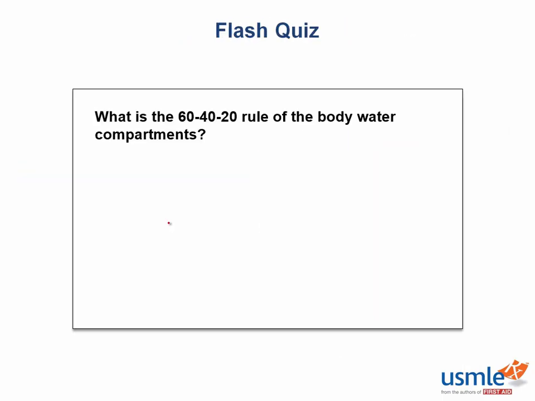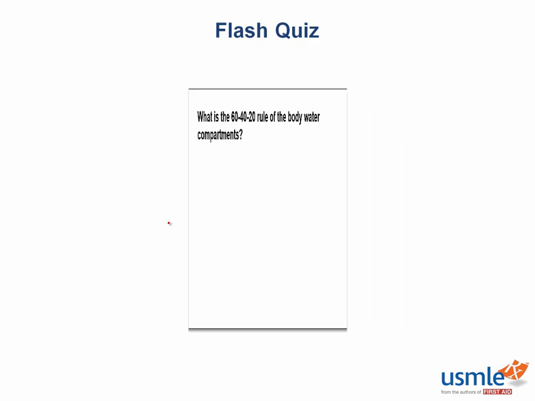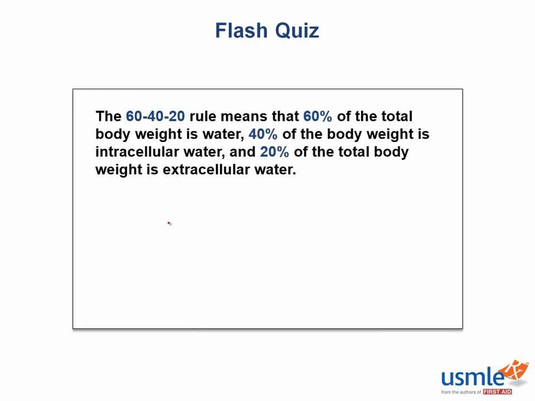Alright, time for a flash quiz. What is the 60-40-20 rule of the body's water compartments? The 60-40-20 rule means that 60% of the total body weight is water, 40% of the total body weight is inside of cells, and 20% of the total body weight is outside of cells. As a bonus question, what fluid compartment can inulin or mannitol be used as a reference for? Correct, that would be the ECF.